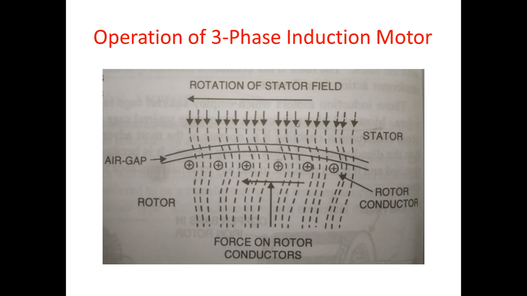The rotor always rotates in the same direction as that of the rotation of the stator magnetic field. This phenomenon can be explained by using Lenz's law. Therefore the rotor starts rotating in the same direction as that of the rotating magnetic field. So this is how a three-phase induction motor works.